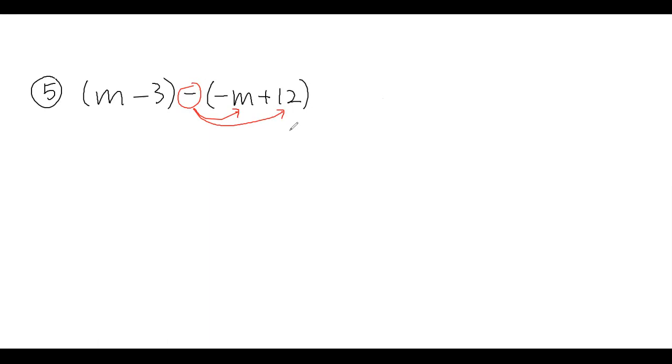Okay, so that means that we're going to be changing everything here to be its opposite, because subtraction is like adding its opposite. So m minus 3 plus, now I'm going to change everything in this group to be its opposite. So the opposite of negative m is going to be positive m. The opposite of 12, negative 12.